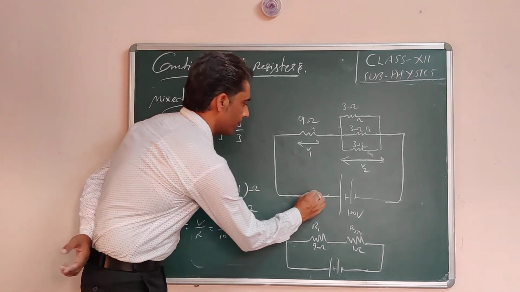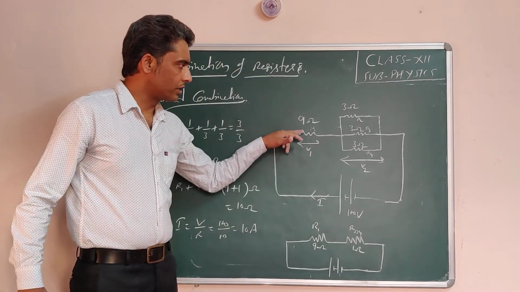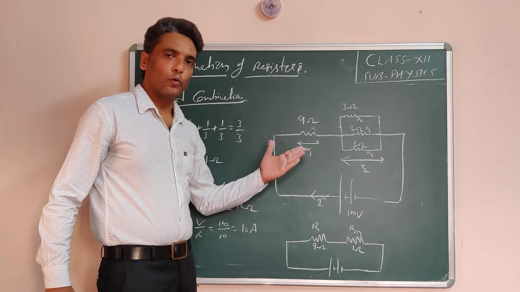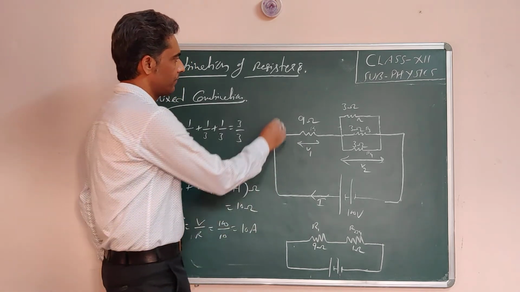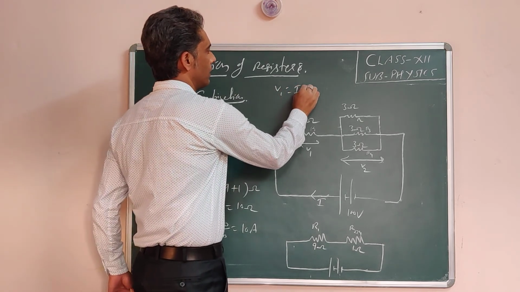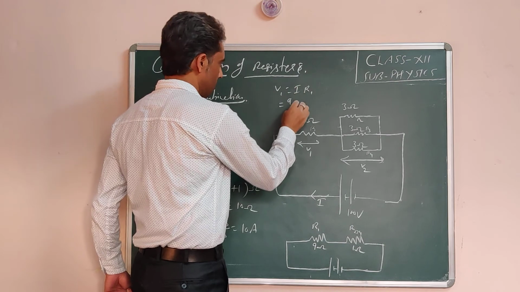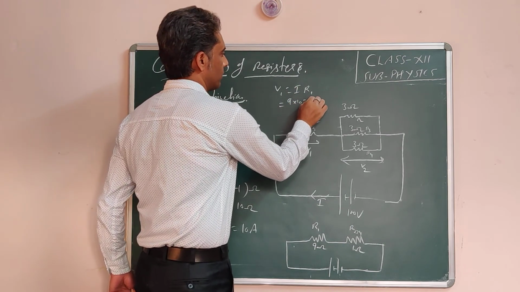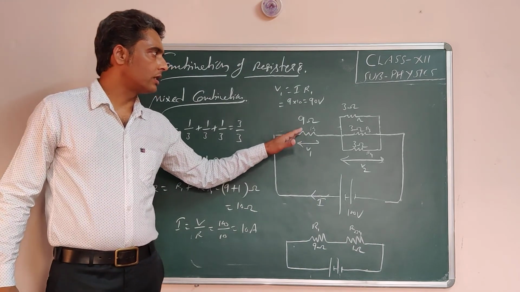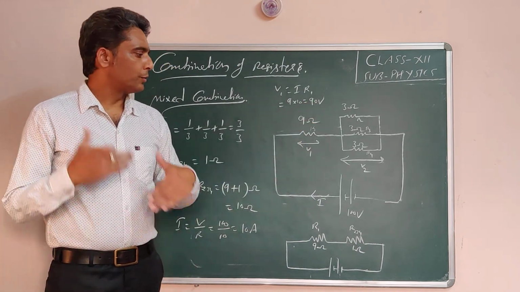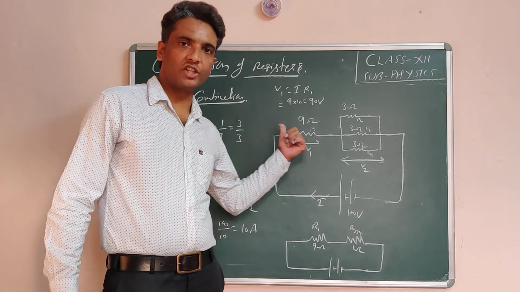So if I be the current flowing from this battery, then the current flowing through this resistor is I. By Ohm's law we can find the potential difference across it. This potential difference V1 is equal to I into R1, that is equal to 9 into 10, that is equal to 90 volt. So the potential difference across this resistor is 90 volt. Similarly we can try some more examples for mixed combination.